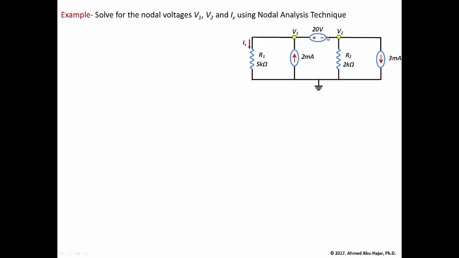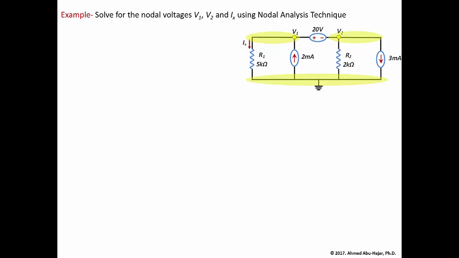where V1 and V2 are those two voltages, and also to solve for Ix, whereas Ix is this current, using the nodal analysis technique. So the first thing you're going to look at is recognize the nodes in the circuit, and we know that this is the reference node, which reads 0 volt in reference to any other nodal voltage in the circuit. Then we have V1 and we have V2.